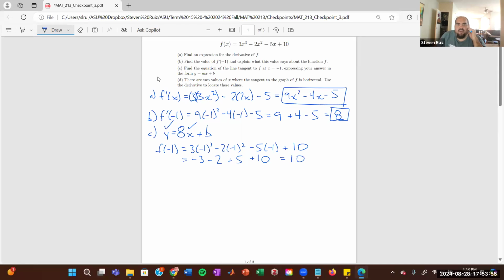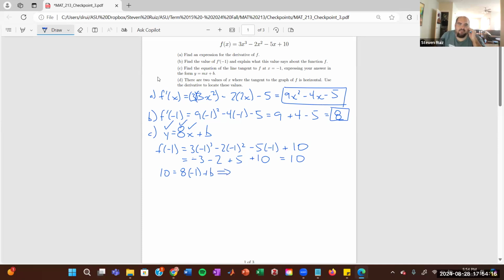So now I have a y value, I have the slope, and I have x. I can put all these things together and calculate b. So 10 is equal to 8 times negative 1 plus b. So 8 times negative 1 is negative 8.